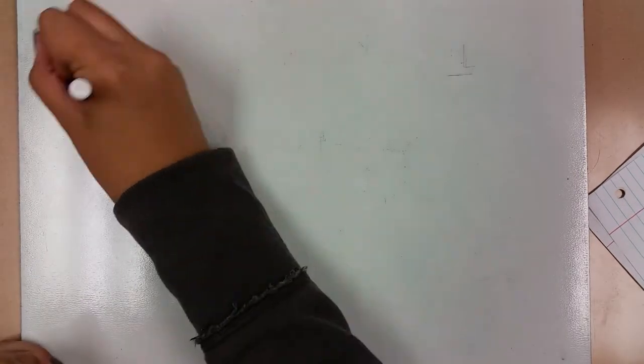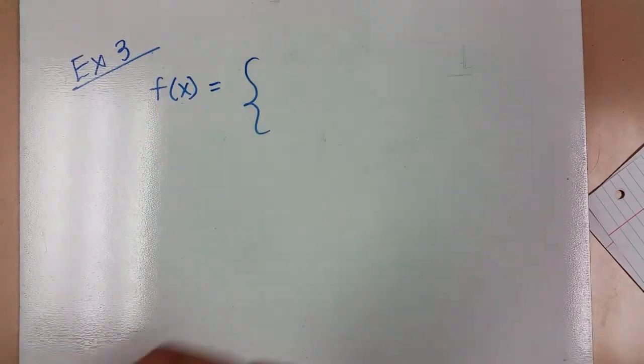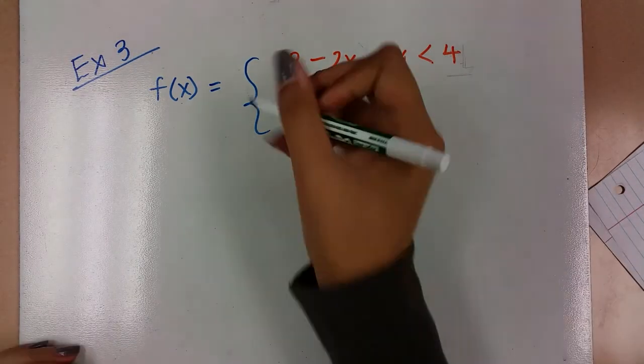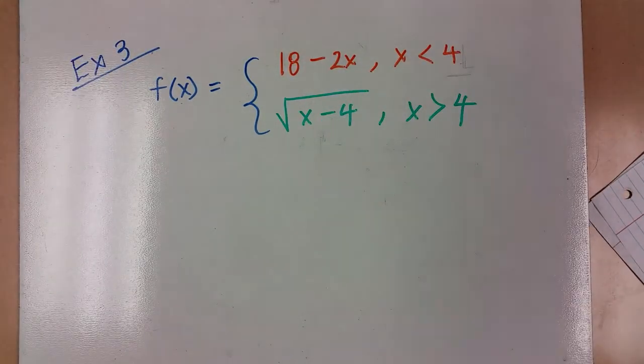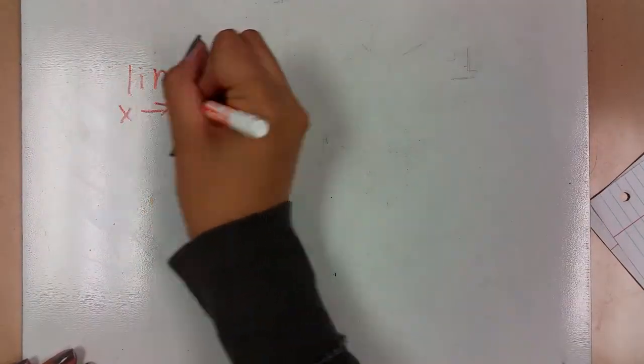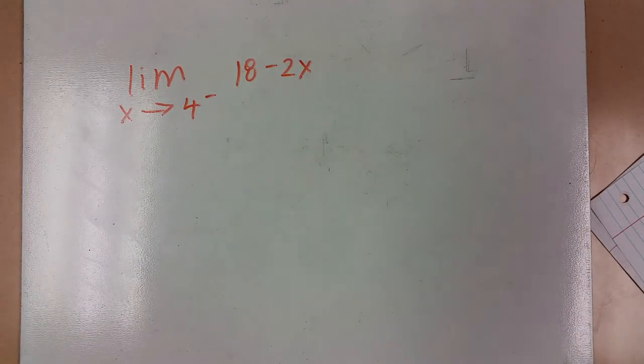For example 3, f of x equals 18 minus 2x when x is less than 4, and square root of x minus 4 when x is greater than 4. Find the limit of f of x as x approaches 4. The equations of f of x have to be continuous, so square root of x minus 4 is continuous because radicals are continuous.